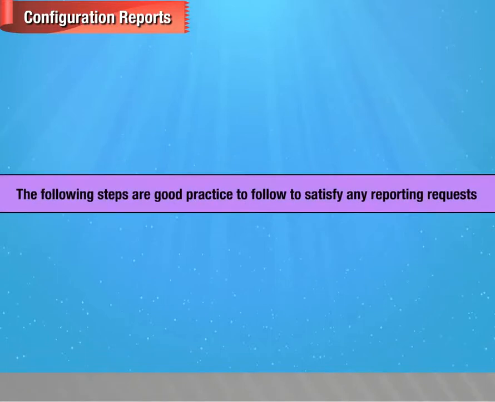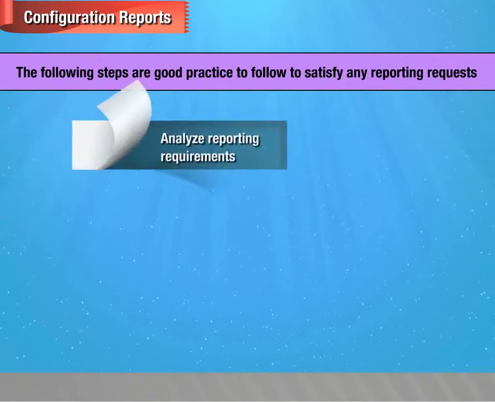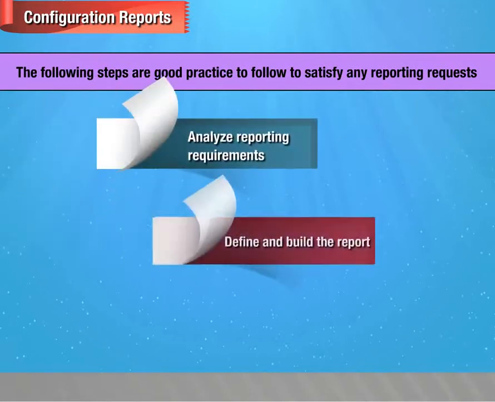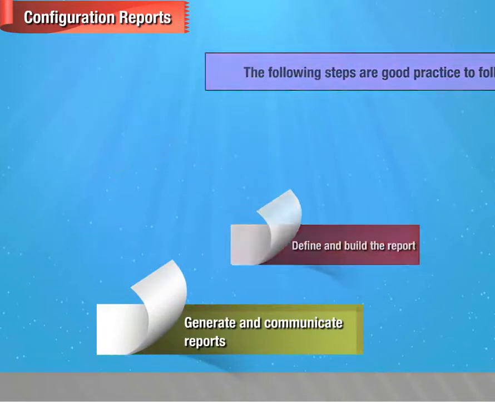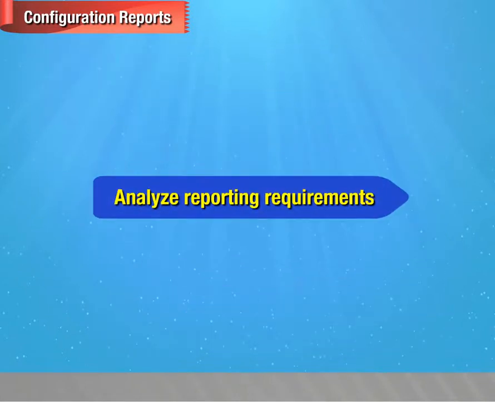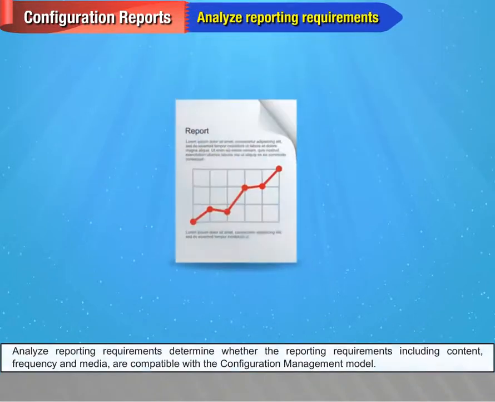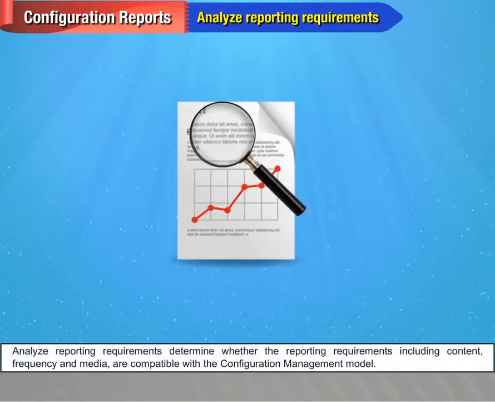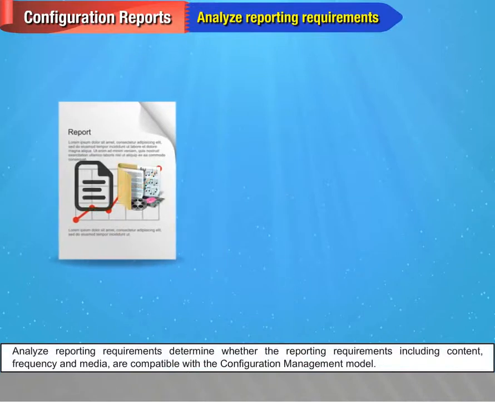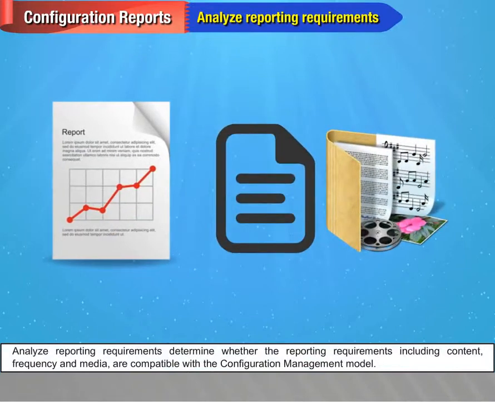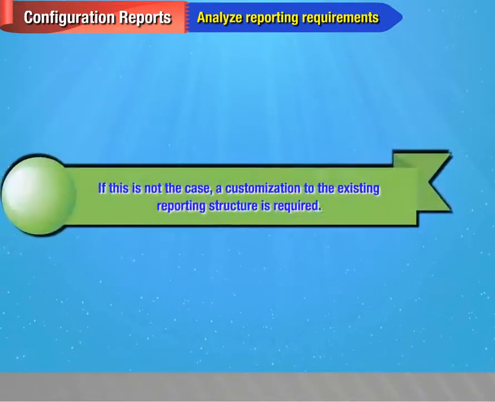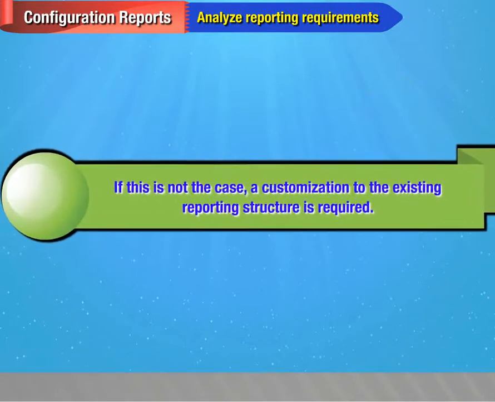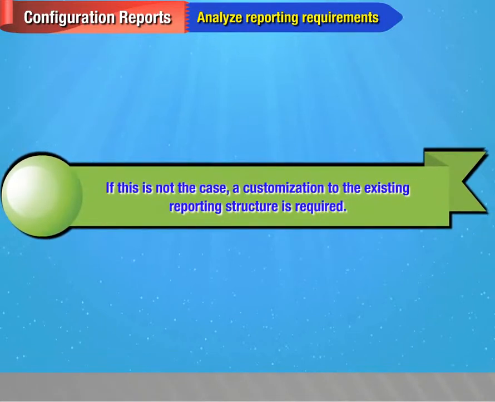The following steps are good practice to follow to satisfy any reporting request. Analyze reporting requirements. Define and build the report. Generate and communicate reports. Analyze reporting requirements. Determine whether the reporting requirements, including content, frequency, and media, are compatible with the configuration management model. If this is not the case, a customization to the existing reporting structure is required.